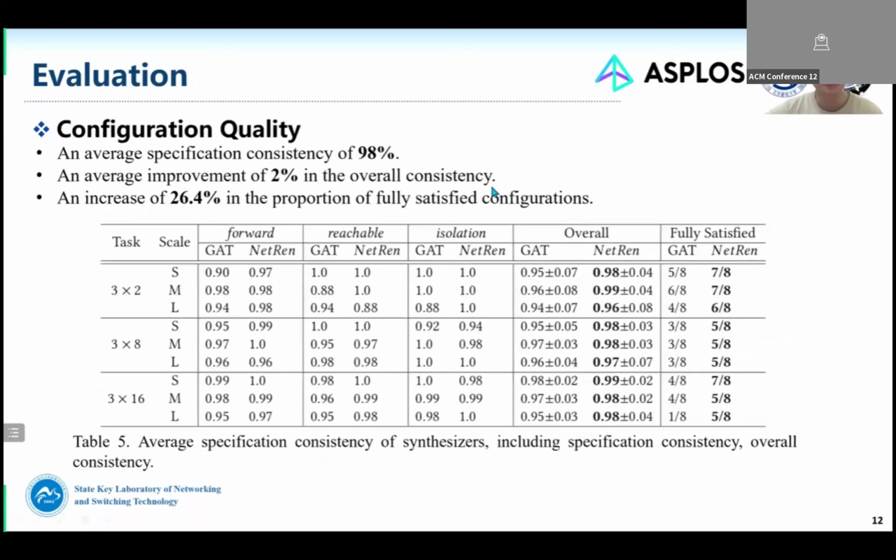This table shows the consistency result of the model's synthesized configuration. The configuration's satisfaction rate for forwarding requirements reaches an average of 98%, a 2% increase compared with GAT. The proportion of complete satisfaction increased by 26.4%.